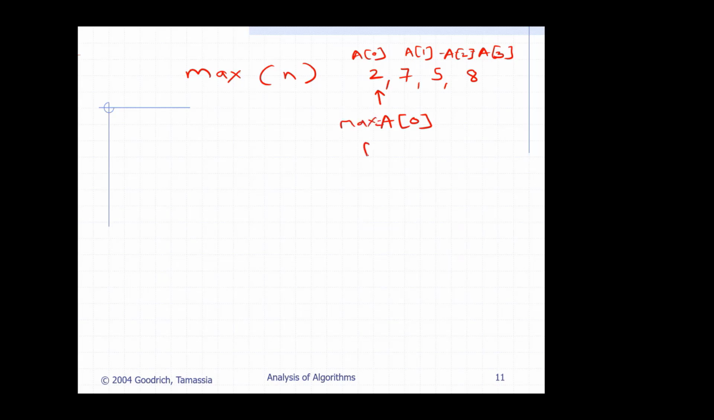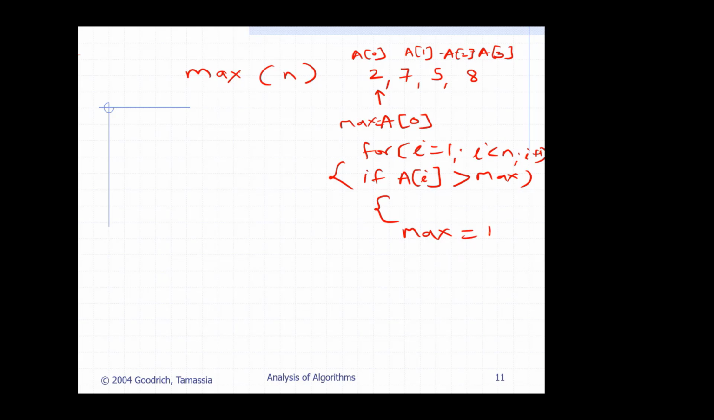And then we are going to have a for loop which goes from i equal to 1 up to i less than n, i plus plus, and for all, we are going to check if I find some A of i which is greater than max, then we are going to exchange the value of max to A of i. And if that doesn't happen, it will not go this way. And finally, we are going to return the value of max.